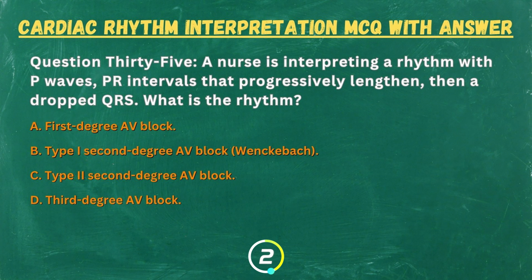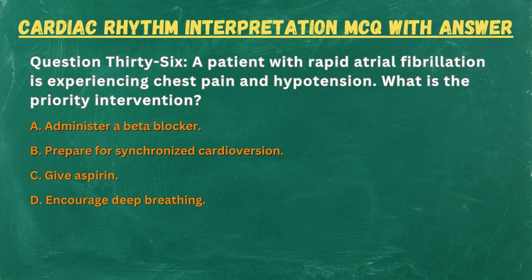Question 36. A patient with rapid atrial fibrillation is experiencing chest pain and hypotension. What is the priority intervention? A. Administer a beta blocker. B. Prepare for synchronized cardioversion. C. Give aspirin. D. Encourage deep breathing. Answer: B. Prepare for synchronized cardioversion.